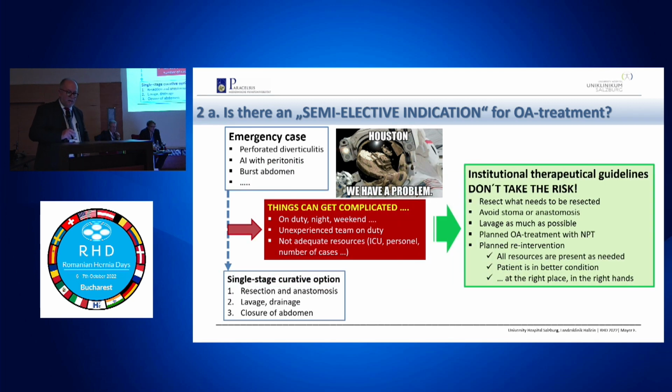So in this case, it might be worth to think about some kind of institutional therapeutic guidelines. That means, at the end of the day, don't take the risk. Resect what needs to be resected, avoid stoma or anastomosis, lavage as much as possible, and plan the patient for negative pressure therapy. With a plan behind that, that means planned reintervention when all resources are present as needed and the patient, in most of the cases, is in a better condition. Or you refer the patient to another institution where the patient is, in this case, at the right place, in the right hands.